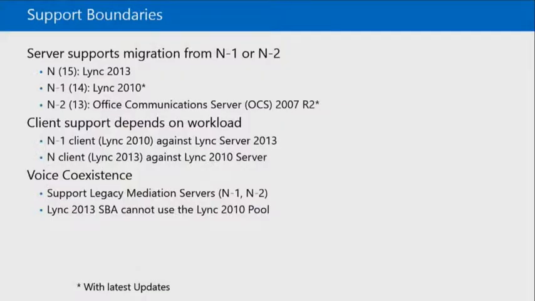Very nice. Now, support boundaries. This is where we do support N-1 or N-2, and we're supporting N+1 for some of the client scenarios. But it does depend on the workload. So what about tertiary support? Can we be N-1 and 2? No. So tri-existence is not supported. Right. It wasn't supported in 2010, and isn't supported in 2013.